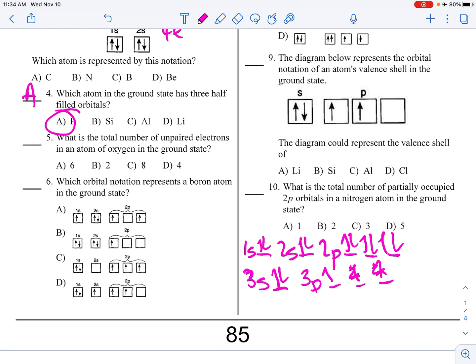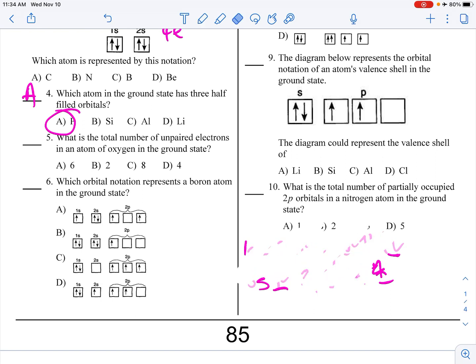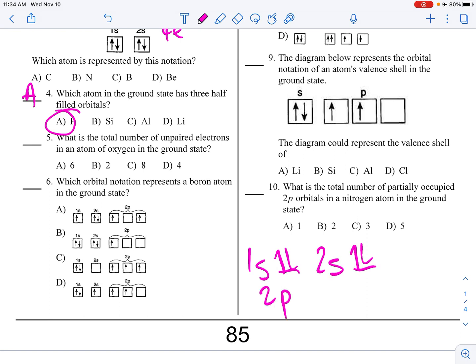What is the total number of unpaired electrons in an atom of oxygen in the ground state? So let me erase that. Oxygen is 8 electrons, 1s2, 2s2, 2p4. So 1, 2, 3, 4, 5, 6, 7, 8. So how many unpaired electrons are there? 2.